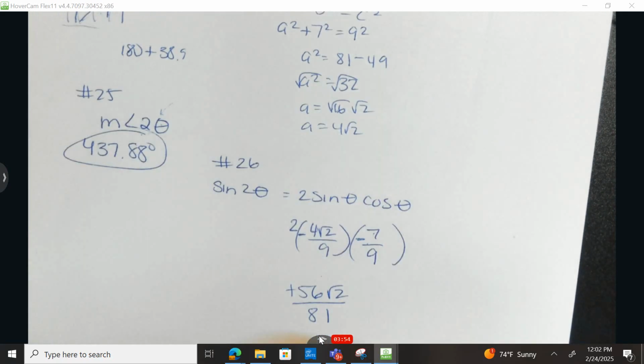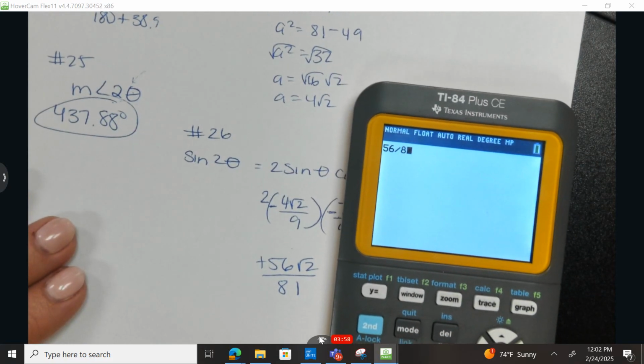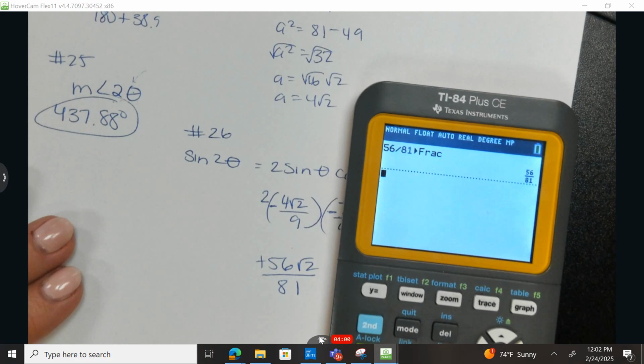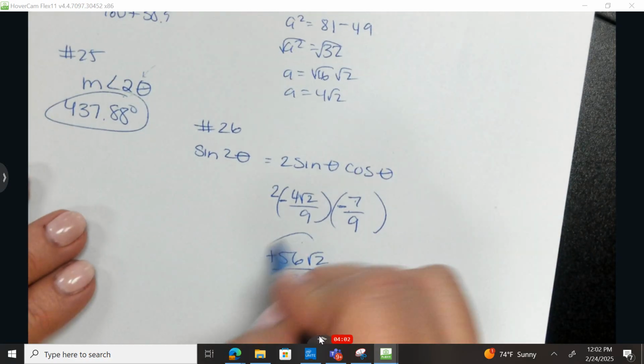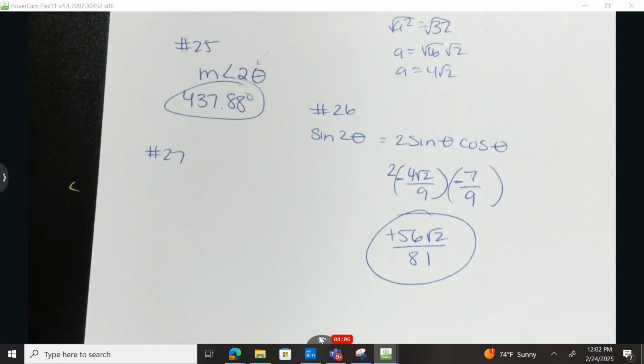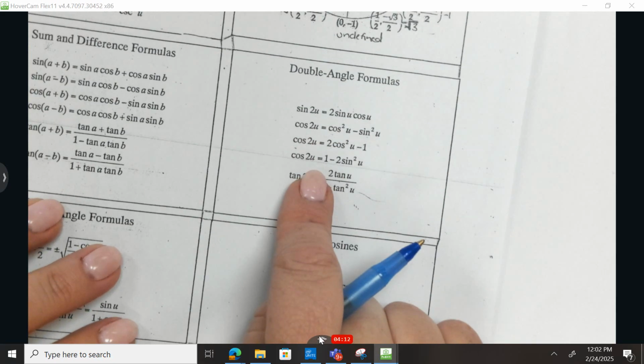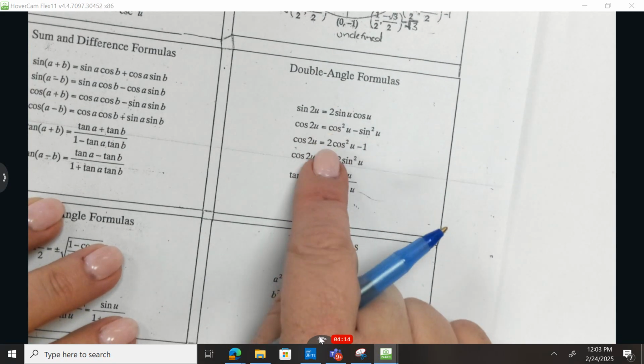Now, I want to see if I can reduce that. So I'm going to take 56 divided by 81, and you can see it cannot be reduced. Here's my answer for number 26. Let's go over here and let's look at 27. 27 wants cosine of 2 theta. So I have different options. I want to do whatever is easiest. Again, we're going to get the same answer.